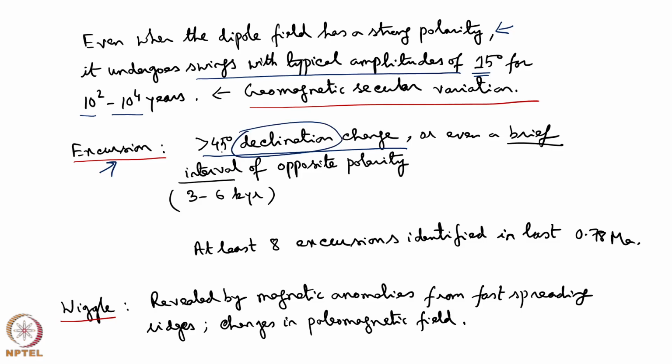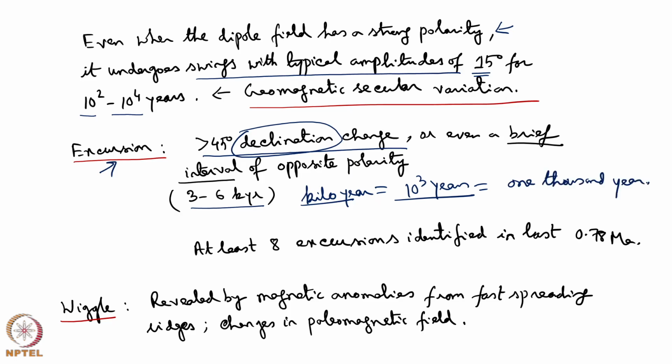If the declination changes to more than 45 degrees, or even a brief interval of opposite polarity for 3 to 6,000 years, KYR means kilo year, that means 10 cube years, or 1000. So, 3 to 6 K year means 3 to 6,000 years. And interestingly, at least 8 excursions have been identified for the last 0.78 million years.